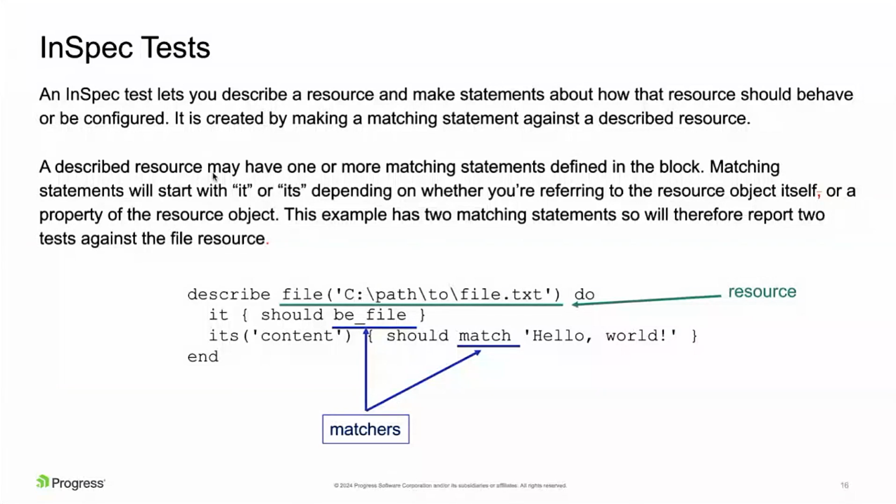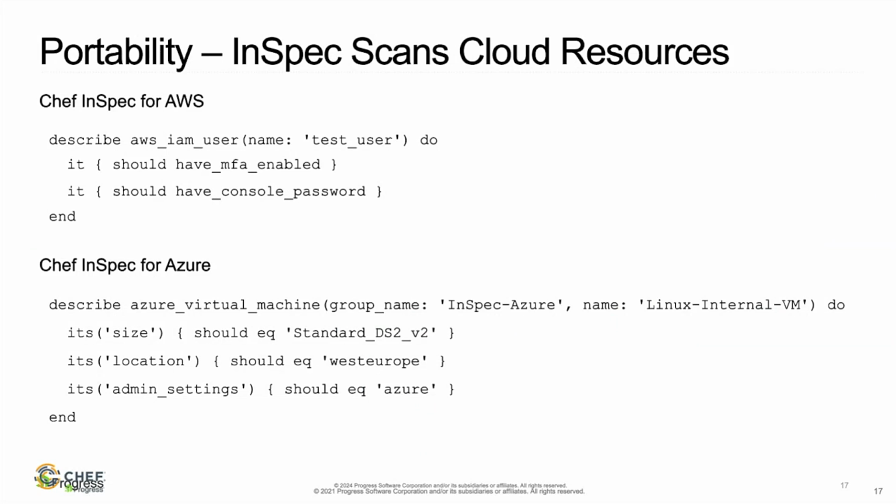I hope you understand the controls, test, and profile. And now I will quickly touch upon key aspects around AWS and Azure resources. So this is a sample example for AWS. This is an AWS IAM user resource, and they are testing whether the MFA is enabled or not.